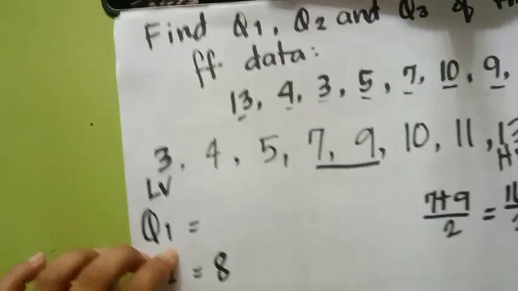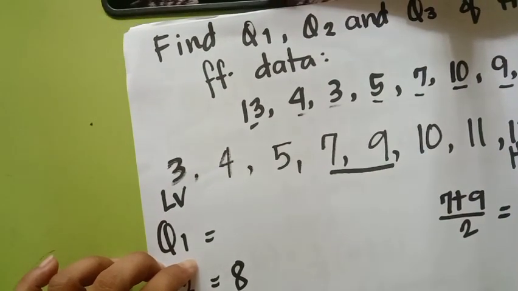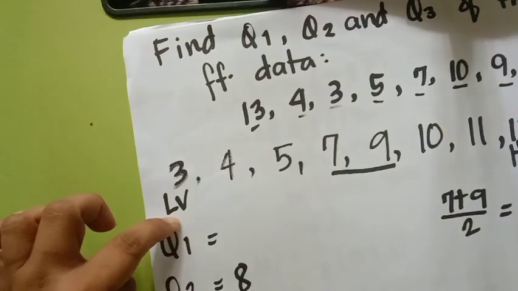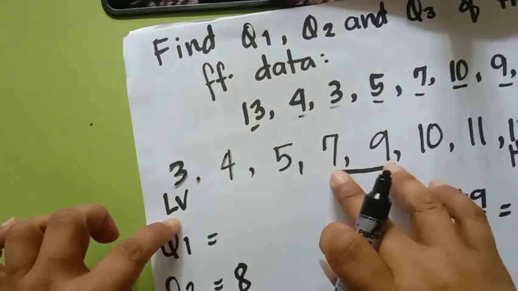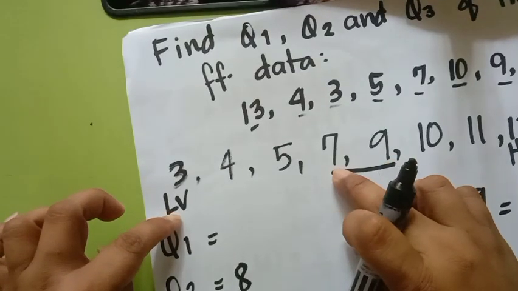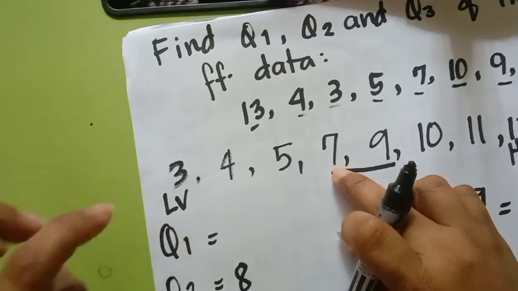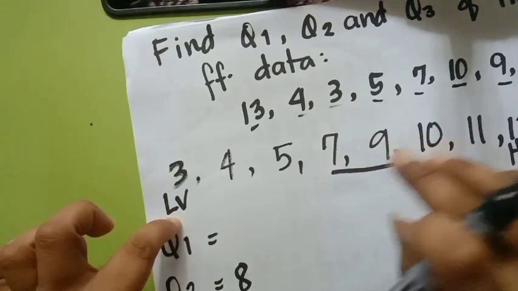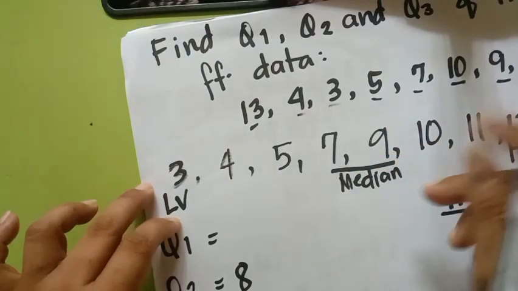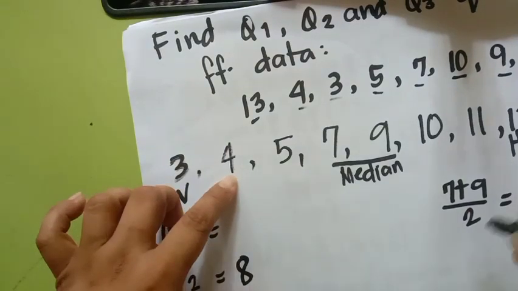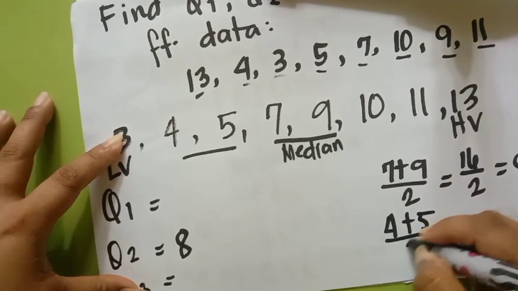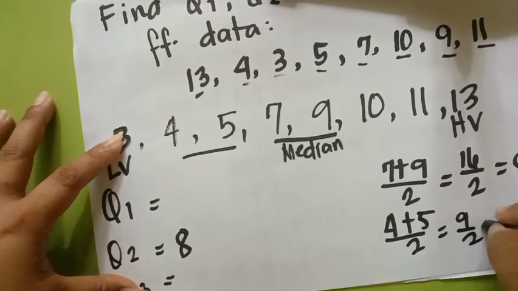How about quartile 1? So, quartile 1 is the middle value between the lowest value and the median. So, yung median natin is nasa pagitan ng 7 and 9. Ano yung nasa gitna ng least value and the median? Ang nasa pagitan niya is 4 and 5. So, 4 plus 5 divide 2, that is 9. Divide 2, that is 4.5.